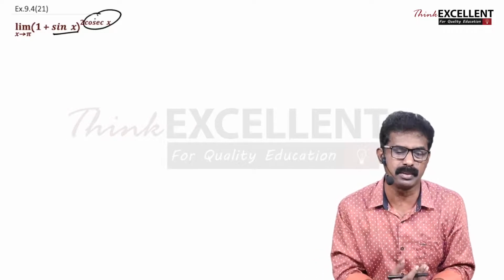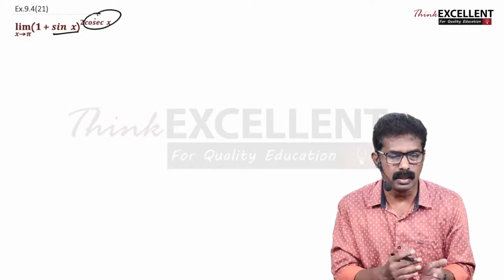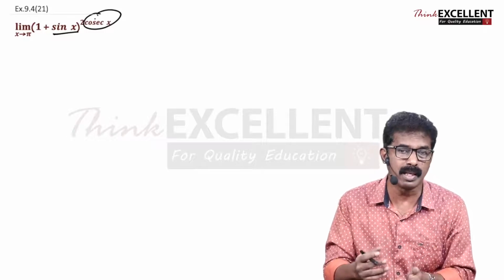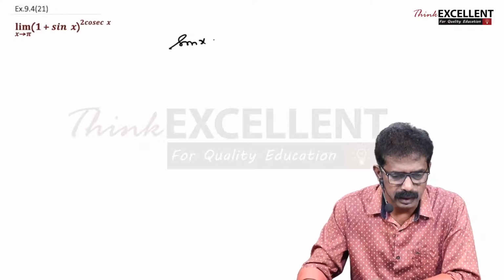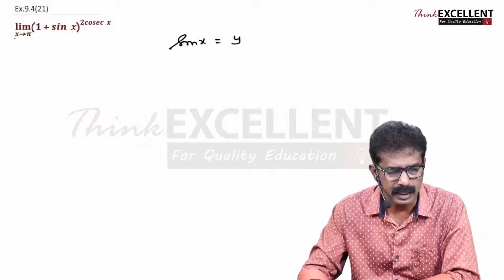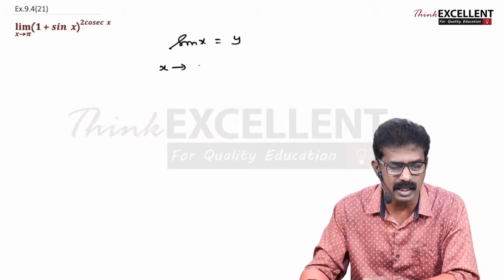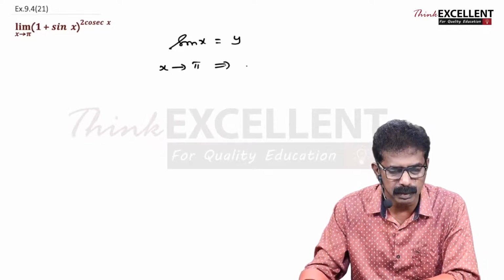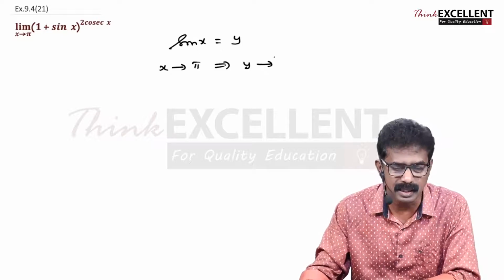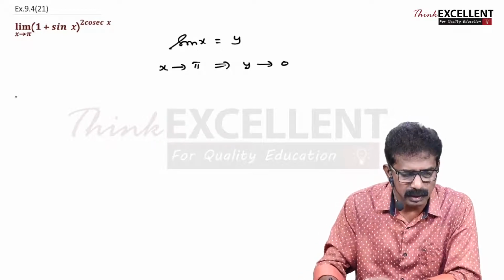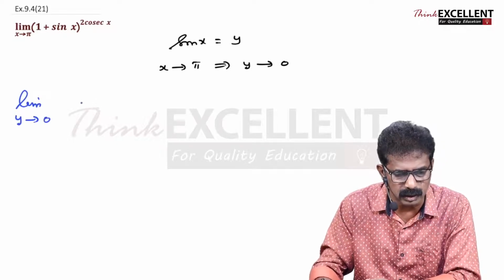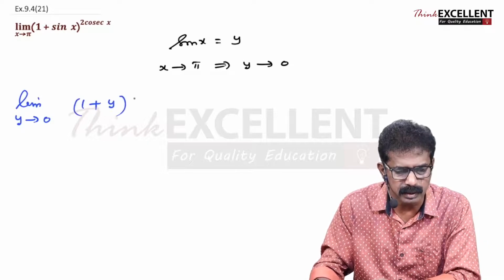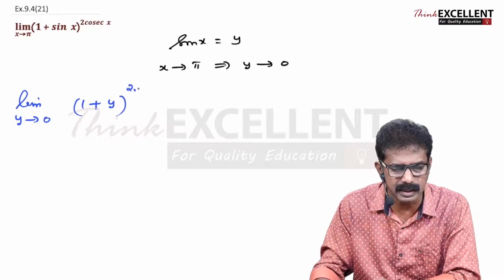So suppose for sin x I give the substitution y, then 1 plus y, the power is 1 by y, right? Because cosecant is there, no? So we take sin x as y. So x tends to pi means the limit also you have to change. X tends to pi implies y tends to sin pi, which is 0. So what you have to write here: limit y tends to 0, instead of x tends to pi. 1 plus sin x is 1 plus y, raised to 2 into cosecant x, that is 1 by sin x, and 1 by sin x is 1 by y.